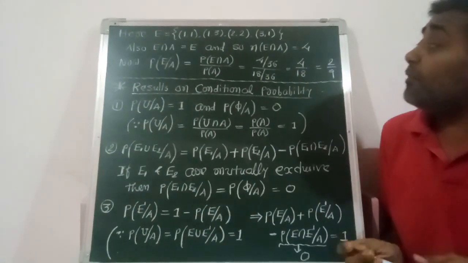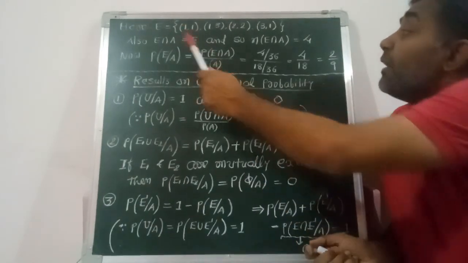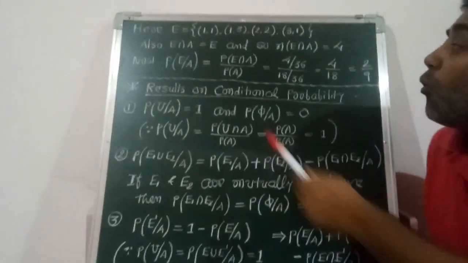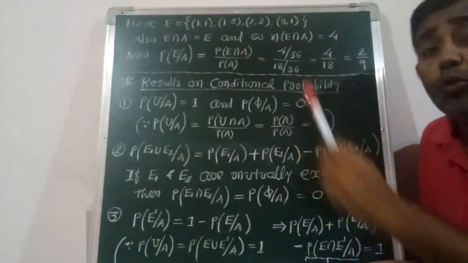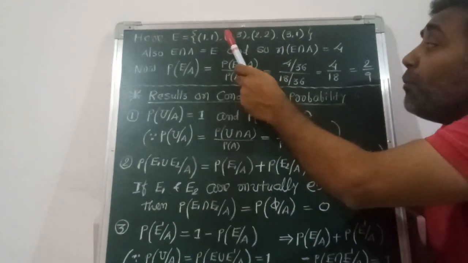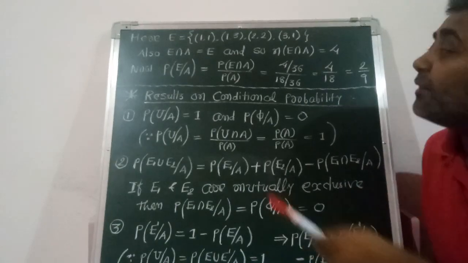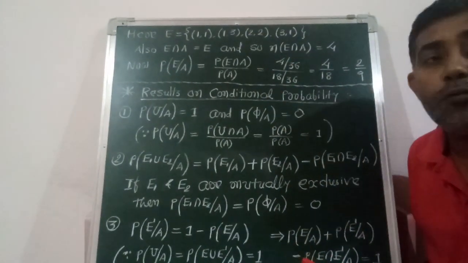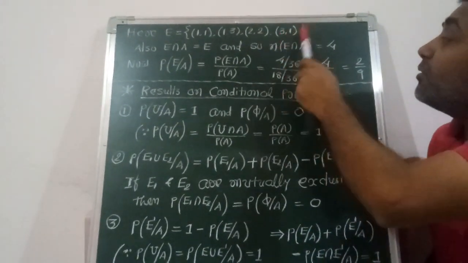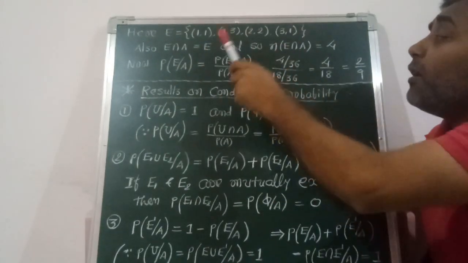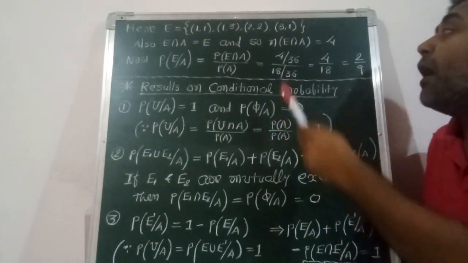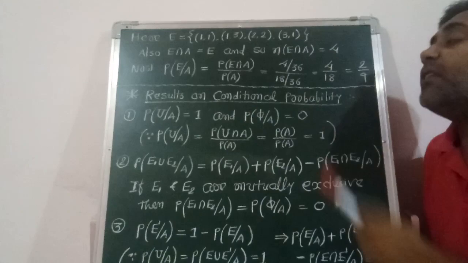The sum is even, so that is 1 1. 1 plus 1 is 2, and 2 is less than 6. Similarly 1 3, then 1 plus 3 is also less than 6. 2 2 is also less than 6. 3 1 is less than 6. So what is this event? It is E intersection A, and there are 4 elements in this event.